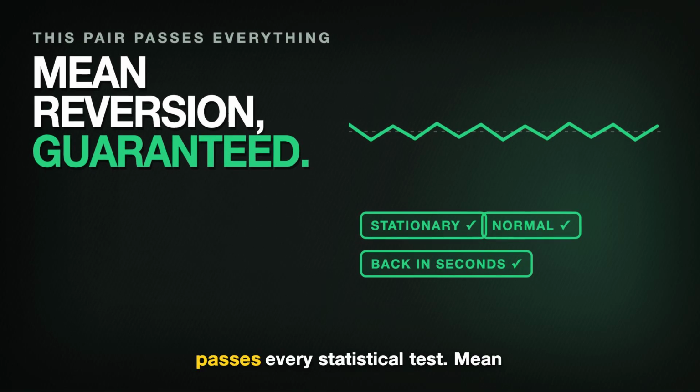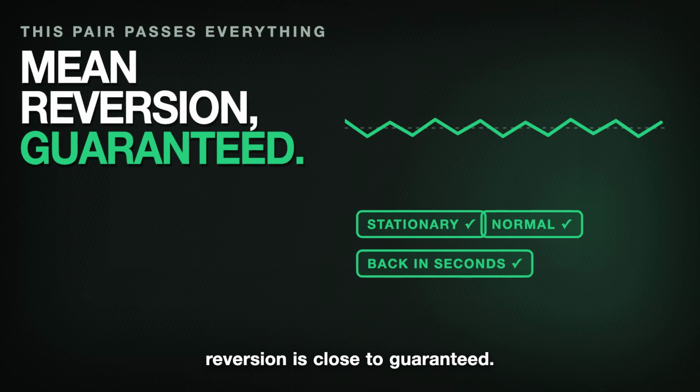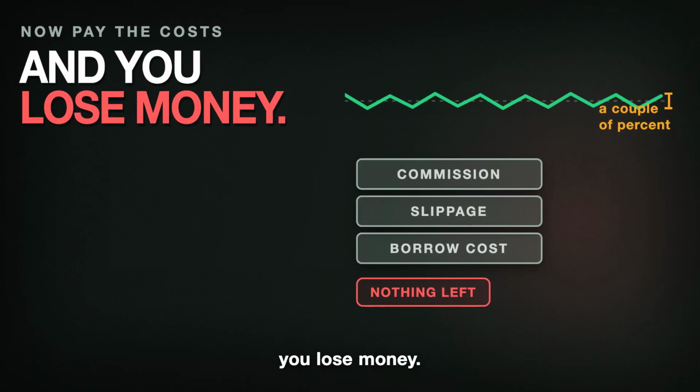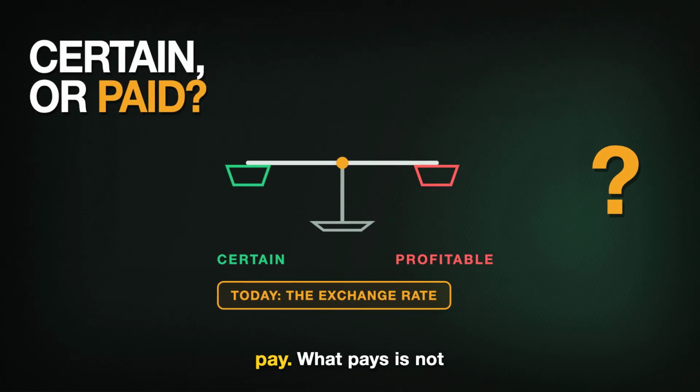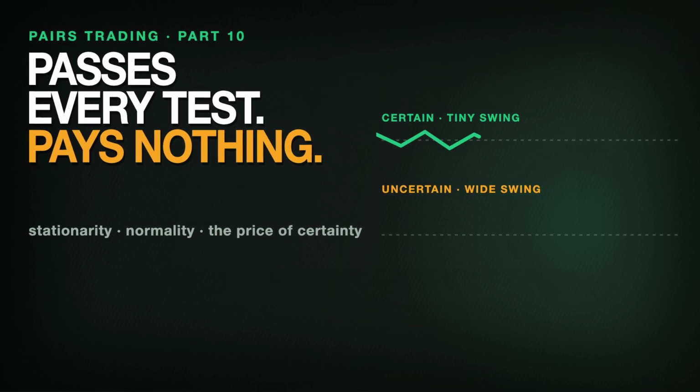There is a pair that passes every statistical test. Mean reversion is close to guaranteed. It snaps back to equilibrium in seconds. And if you trade it, you lose money. What is certain does not pay. What pays is not certain. Today we look at that exchange rate.